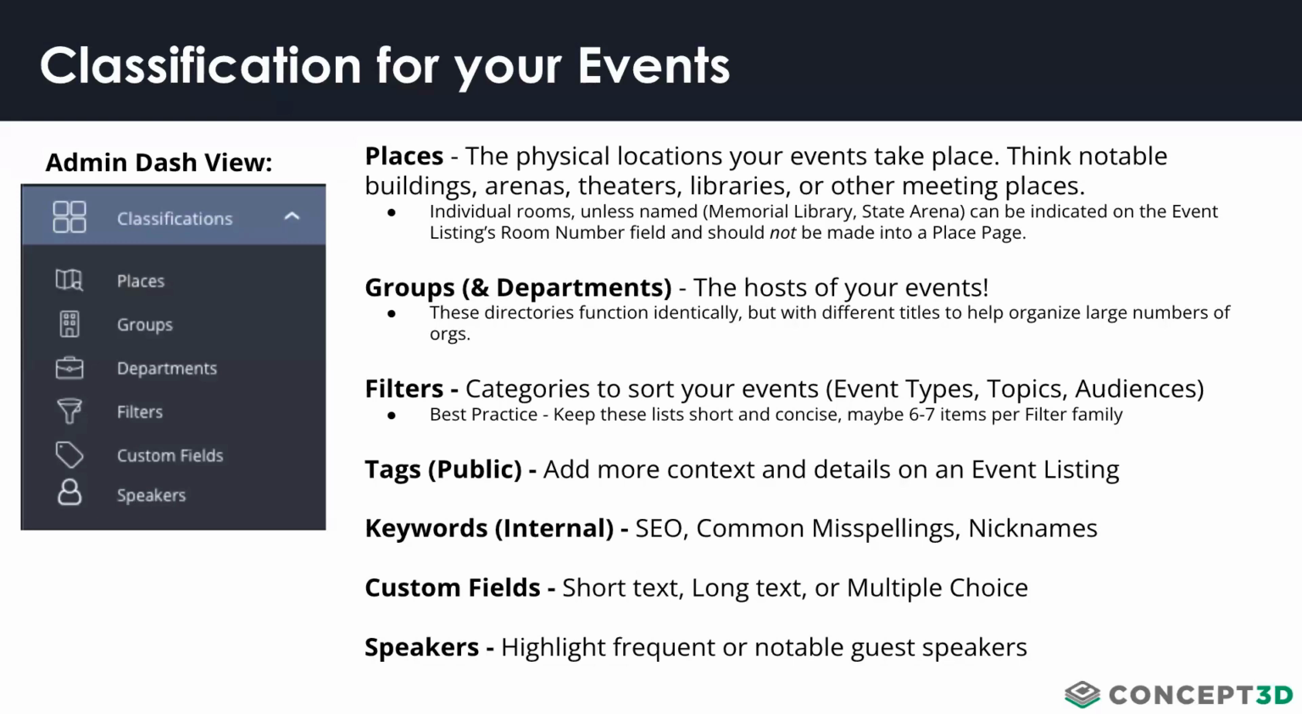We recommend, again, about 6 to 7 items per filter family. So 6 to 7 event types, topics, or audiences. Any more than that, you might tend to overwhelm your audience with choice, or you might find that there are just super specific filters that you aren't using. These can always be updated as you go or tweaked as needed. However, we try to set you up at the beginning with a really good representation of your organization just through some brainstorm activities that we do during the onboard process.